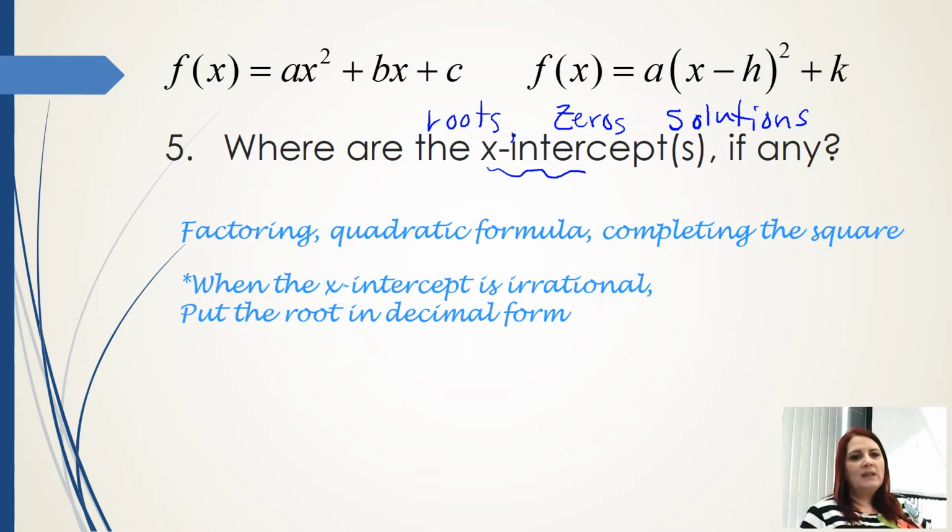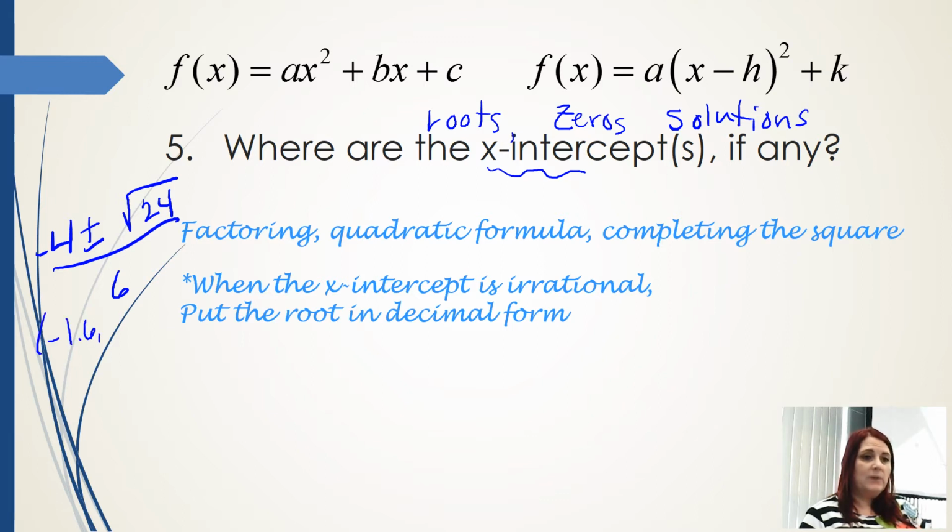So when the x-intercept is irrational, sometimes we might get something like negative 4 plus or minus the square root of 24, all over 6. We're going to put it in decimal form. So you're going to do that plus and minus thing, and you'll get -1.60 and 0.20, so that you can put these on the graph. That will make it much easier.